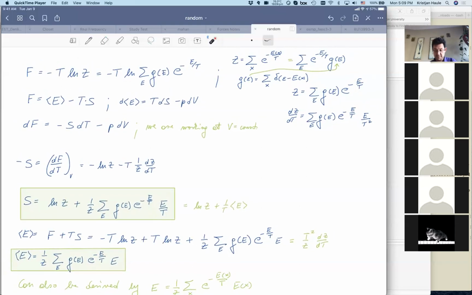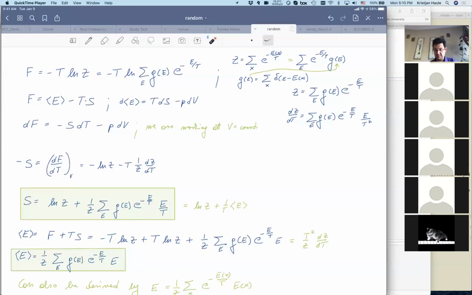Okay, so now if you know this, the question is how do we calculate these quantities? Well, entropy is basically just, here we see the formula. We're working at constant volume, so entropy is just minus dF over dT at constant volume. So that's the equation, isn't it? From here we can get this. And then all we need to do is take the derivative of F with respect to T.